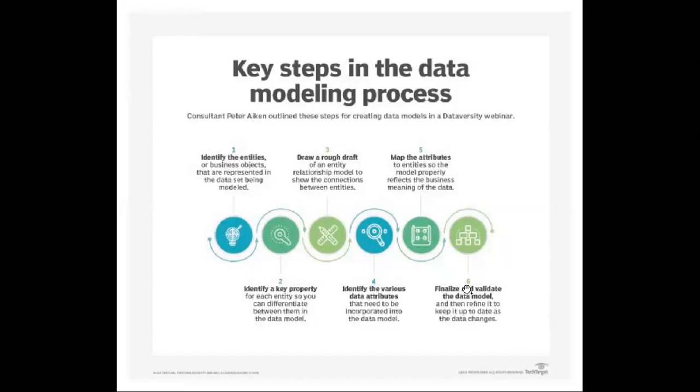And the last key step of the data modeling process is to finalize and validate the data model, and then refine it to keep it up to date as per the data changes. Means we have to finalize and validate that data model again and again, and keep that data model up to date, updated and upgraded as per the state of the data. As and when data changes, you should change the data model attributes.